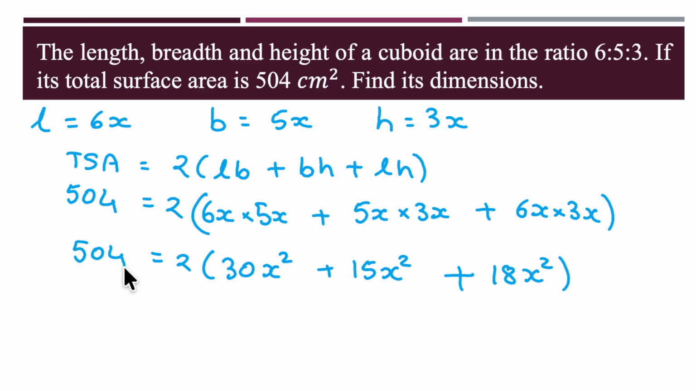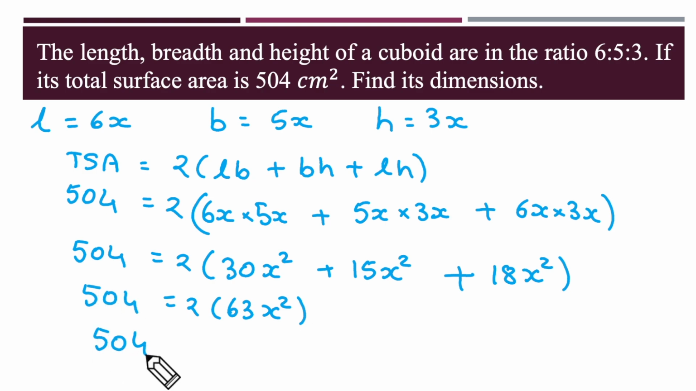So now the next concept is adding like terms. All three are like terms with x square. 30 plus 15 plus 18, 63. 2 into 63 x square, 126 x square. So 504 equals 126 x square.